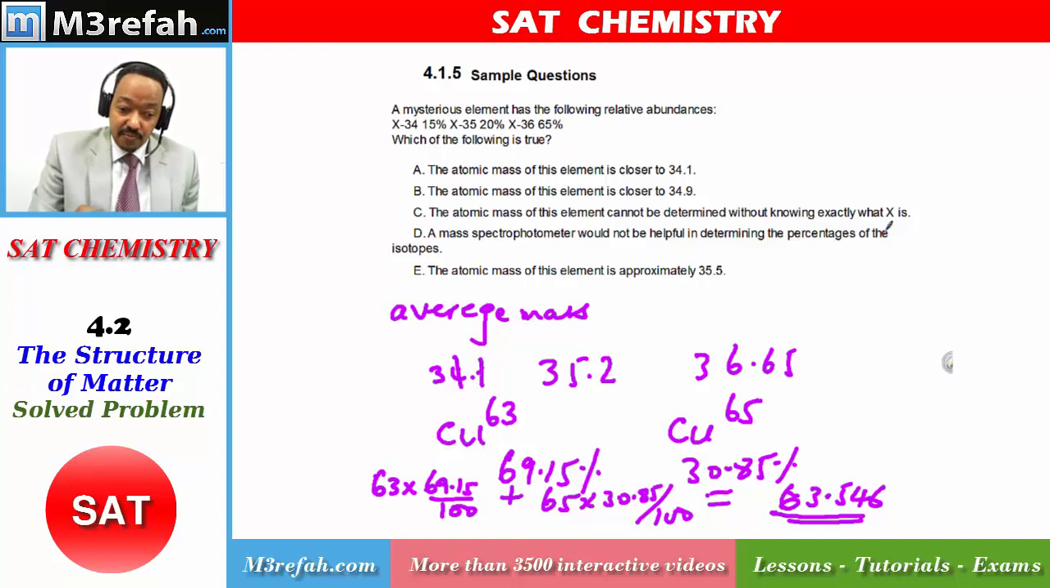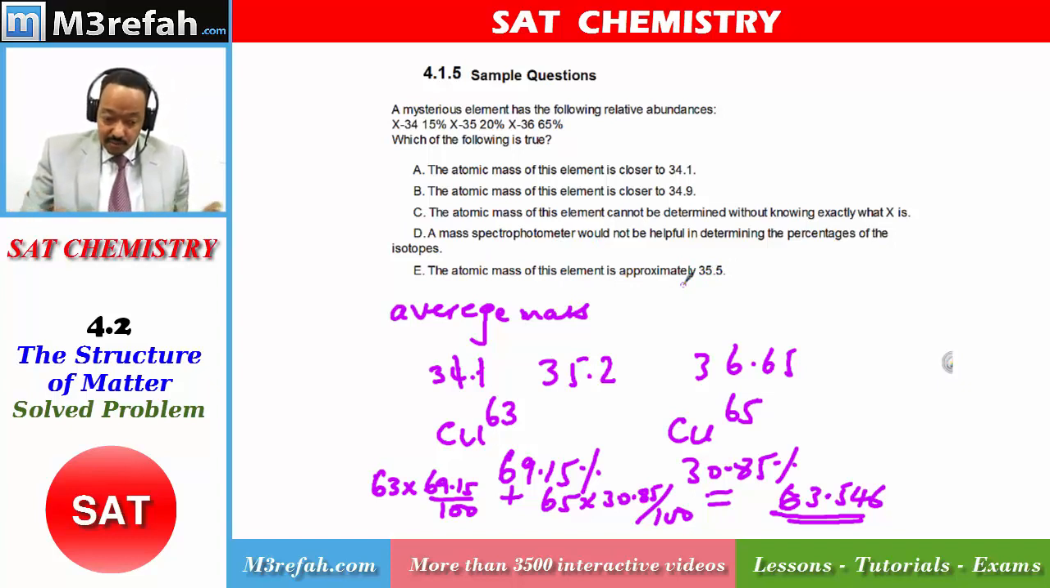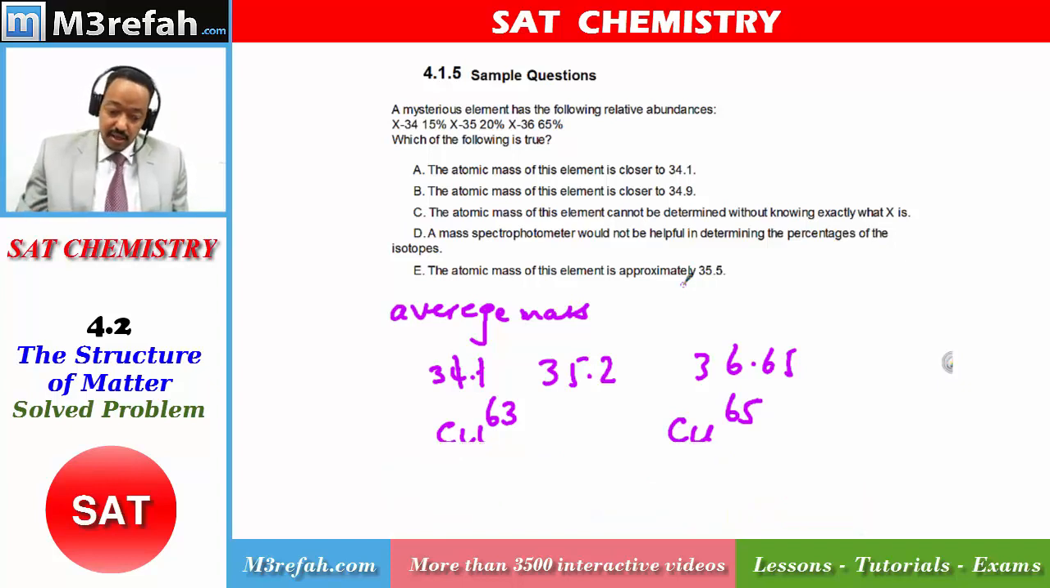34.15% and 35.20 and 36.65. So it's around between 34 and 36, possibly. So it cannot be 34.1. It should be at least 34.9, maybe. The atomic mass cannot be determined without knowing, and the atomic mass of the element is approximately 35.5. Before we answer this question, let's get to the point of how to calculate weighted average. This is how you calculate. And similar questions we are going to see, we are going to answer these questions.